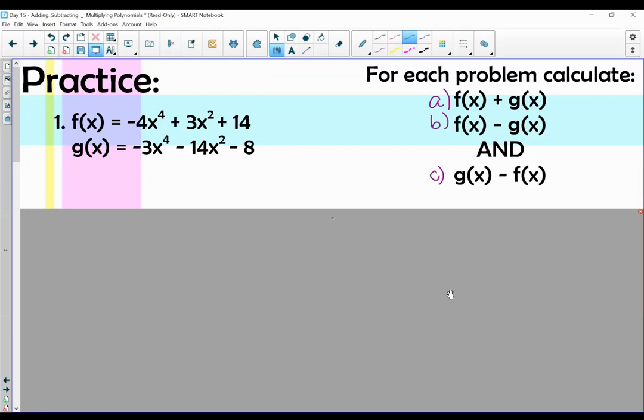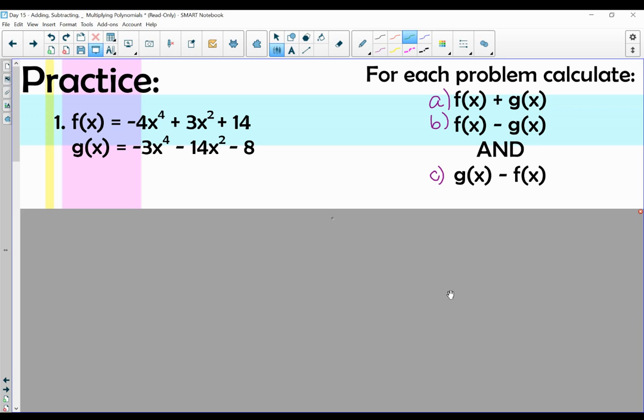Okay, so we are going to add and subtract some more polynomials. But now, as you see, we're writing them as functions. So this is f of x equals, g of x equals. Do not let that throw you off. That's just the name of the function. That's just what we're calling the function. That's what we're calling the polynomial, okay?